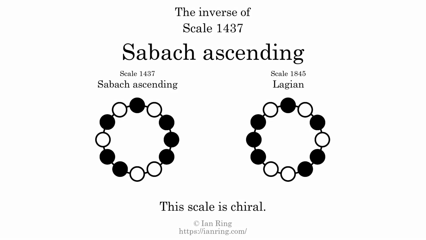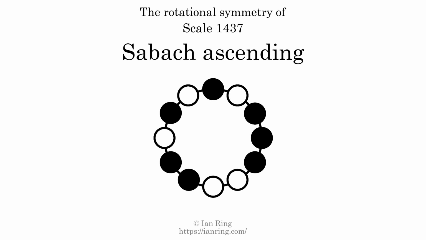The inverse of a scale is a mirror image. It is what you get when the sequence of intervals is reversed. The inverse of this scale is scale 1845, also known as Lydian. This scale is chiral. It cannot transform into its inverse by rotational transformation. This scale has no rotational symmetry.